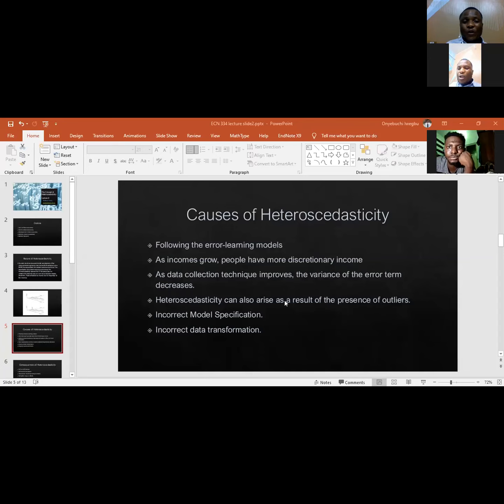Because when you go for field survey, you collect the data, you will record it. In an attempt of recording and coding, you will make errors. That means your errors at that particular point will be large. Remember that we're talking about the variance of the error term.